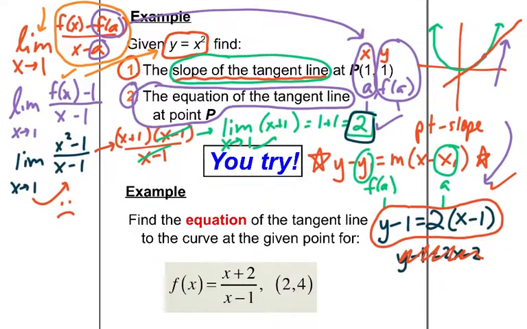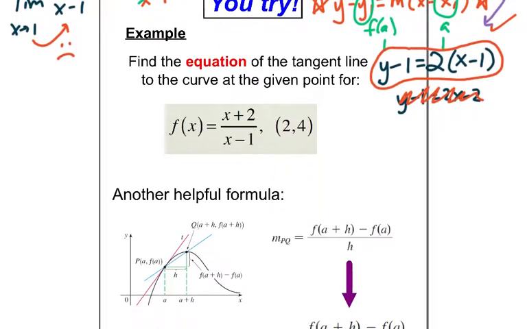Let's try another example. Can you find for me the equation of the tangent line of this curve at my given point? So you see that's x, y, or a, f of a with our formula. Now here's the thing.